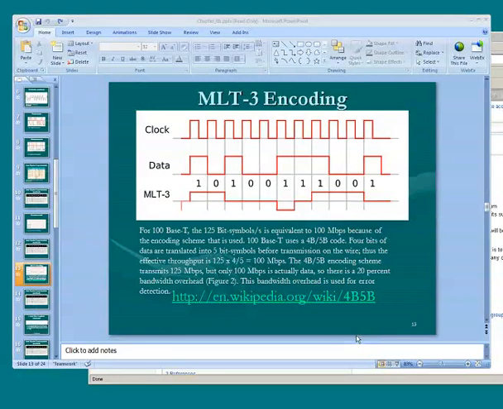You've had a few seconds to study the MLT-3 scheme. We see that it's a little more complex than the previous schemes. In this instance, to produce 1 bit at this particular time frame, there's a positive voltage. And notice what happens when the positive voltage is maintained. The next time frame will automatically be interpreted as a 0.